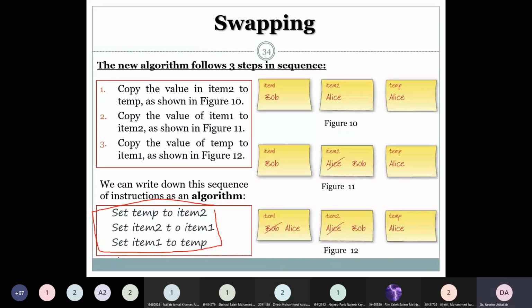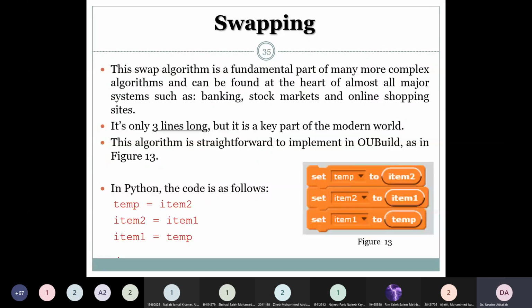Look now, this swap algorithm is a fundamental part of many more complex algorithms and can be found at the heart of almost all major systems, such as banking, stock markets, online shopping sites, etc. So this is only 3 lines long, but it is a key part of the modern world. This algorithm is straightforward to implement in Alice, as in figure 13.